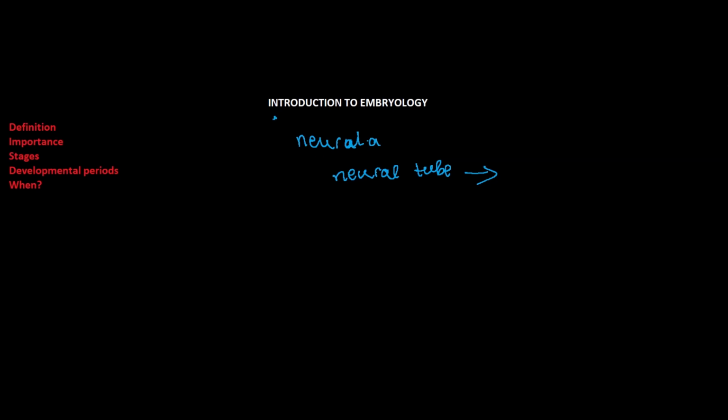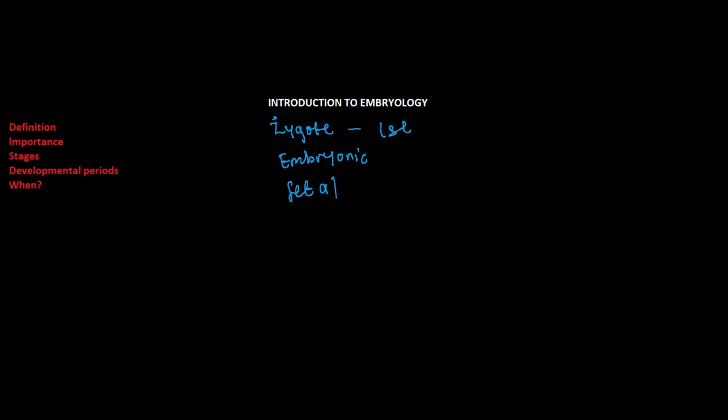Okay, now let's take a look at the developmental periods. In embryology, there are 3 developmental periods. We have the zygote period, the embryonic period, and lastly, the fetal period. Now, the zygote period lasts from the first week to the end of the second week, that is from fertilization to the end of implantation. So from fertilization to implantation.